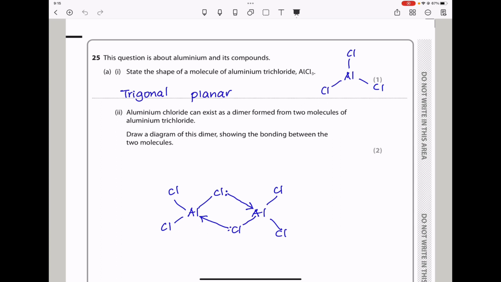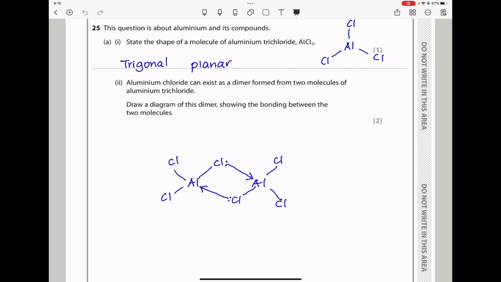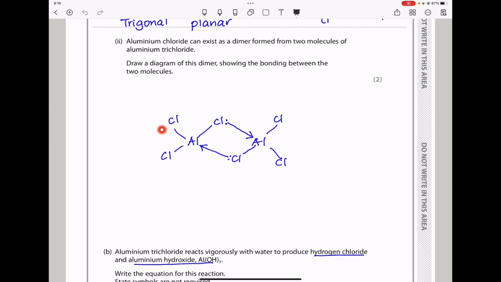Question 25. This question is about aluminium and its compounds. State the shape of a molecule of aluminium trichloride, which is that aluminium trichloride has a shape similar to this, which is trigonal planar. Then down here they say aluminium chloride can exist as a dimer formed from two molecules of aluminium trichloride. Draw a diagram of this dimer showing the bonding between the two molecules. We have one molecule here and another molecule here, and there are two dative covalent bonds formed between the two molecules. One is shown here and the other is shown here. So the structure should look like this.